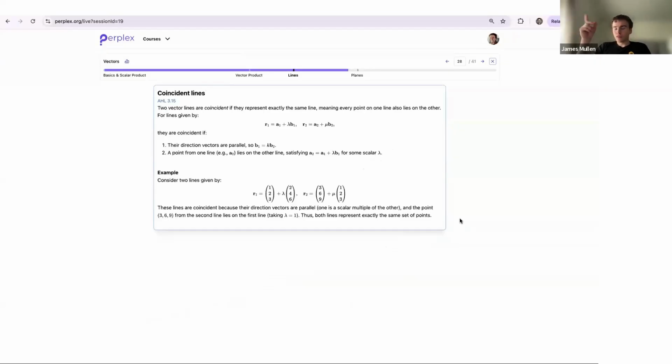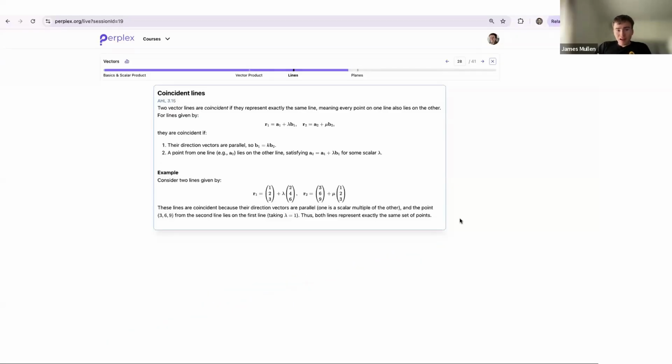So one of the vectors, the direction vectors are scalar multiples of each other, and one point on one line also lies on the other, because if two lines share a point, they share that common point, and they have the same direction vector, then they're going to share all their other points as well. So it's enough to show, if you're trying to show that two things are coincident, that there is one point in common, and that the vectors are parallel. That's enough to show that the lines are coincident.